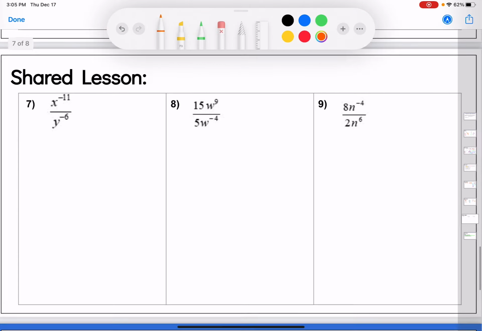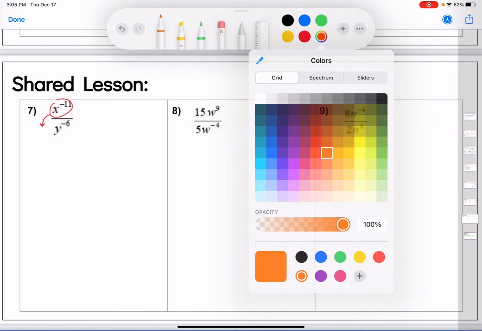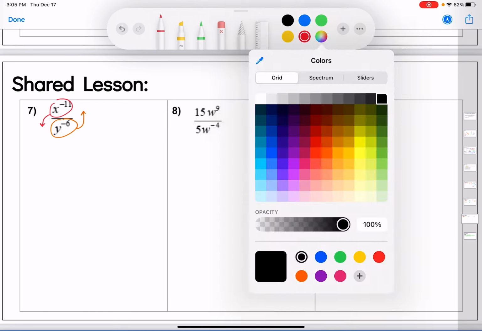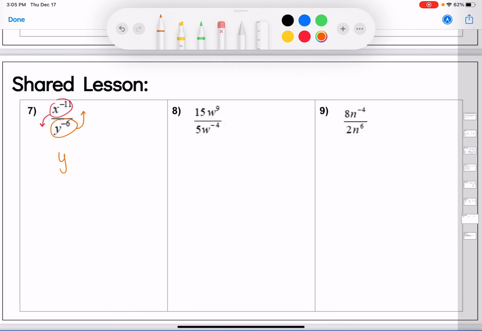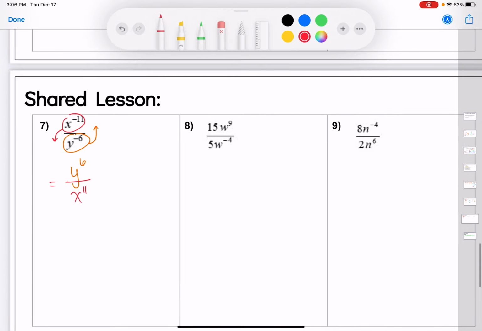All right, last 3 here, just to make sure you're really feeling confident. Number 7, x to the negative 11th over y to the negative 6th. Notice the x has a negative exponent, so it's going to move down to the bottom. The y has a negative exponent, so it's going to move up to the top. So once I move them, I will have y to the 6th up on the top of the fraction. Notice my exponent turned positive. And I will have x to the 11th down at the bottom of the fraction. Again, exponent turned positive.